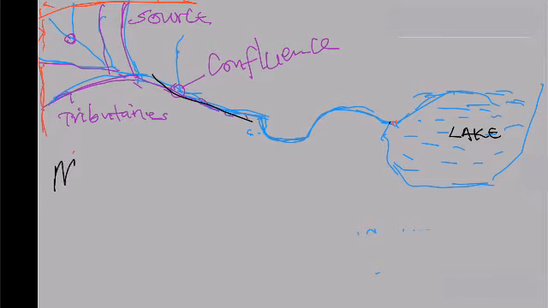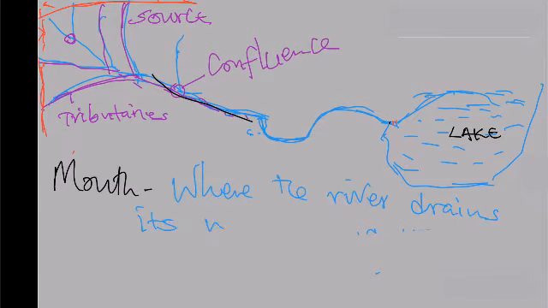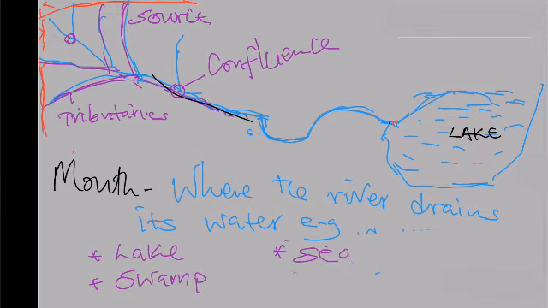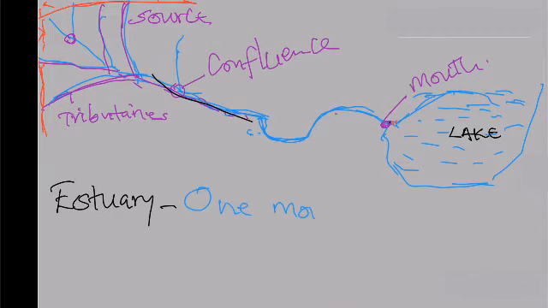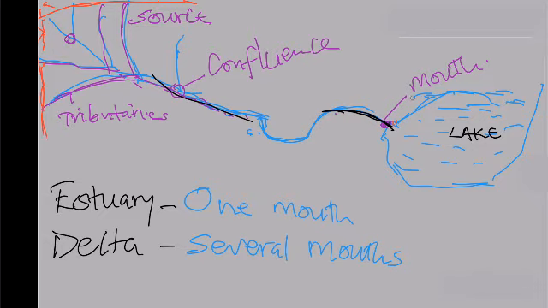So the next feature about rivers is what we call the mouth of a river. Of course, this is where the river empties its water. So we understand that rivers will empty water into a lake, swamps, seas, or oceans, you name them. So the point where the river empties its water, that is what we call the mouth. And a river mouth can be through one straight channel, that is what we call an estuary, or it can end up splitting into several river mouths, and that we will call a delta.